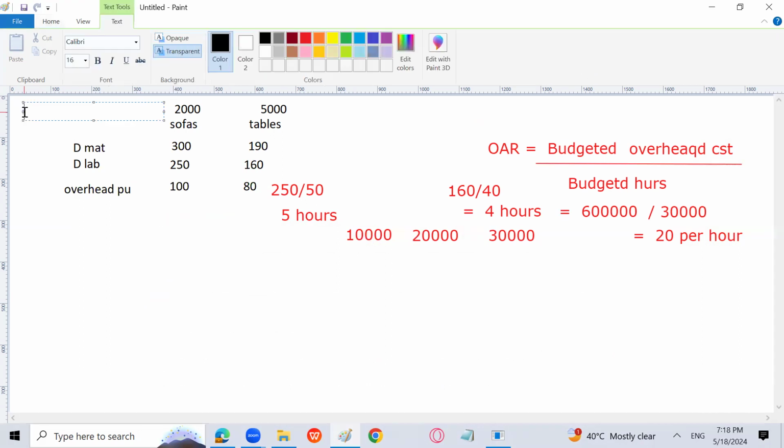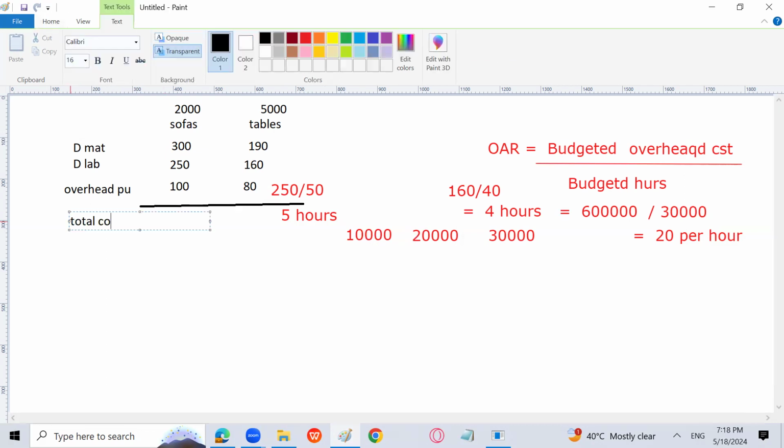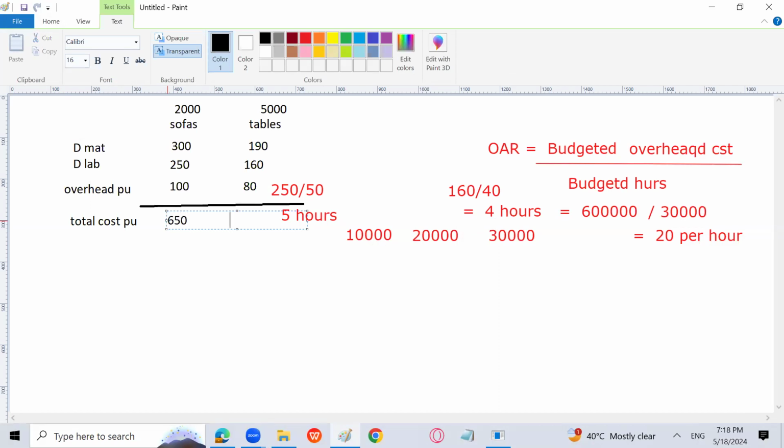Now let's calculate, you have to add it up to find the total cost. How much will it come per unit? 350, 250 and 100. So it will become 650. So 650 is the total cost per unit for sofa, and for table, okay, it is going to be 190 plus 160, 430 is going to be the total cost per unit for table.